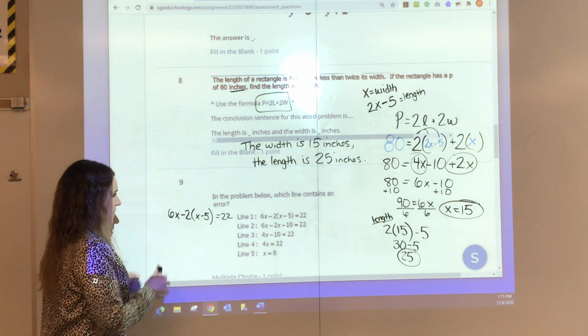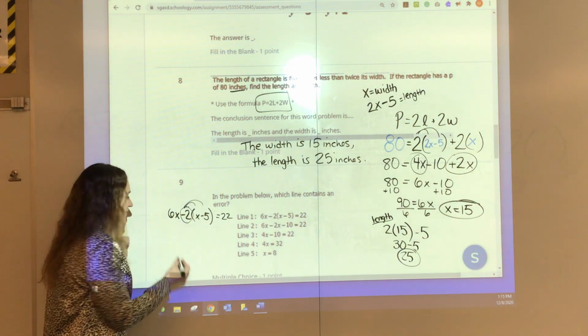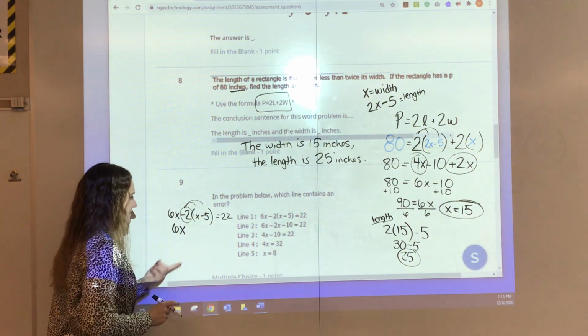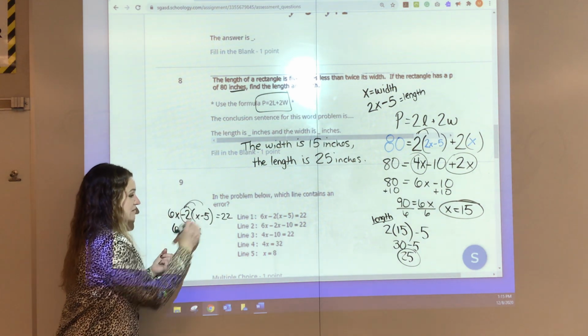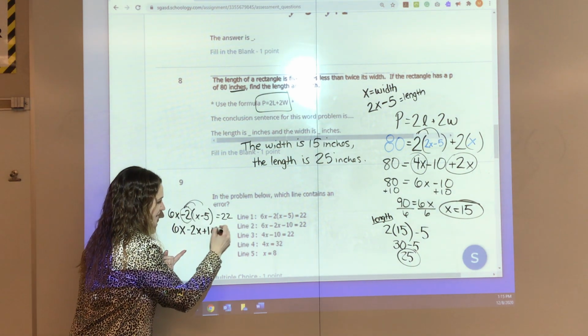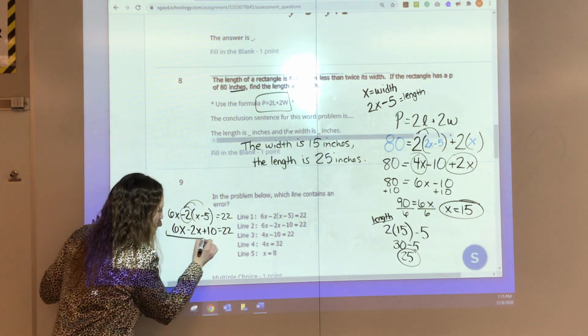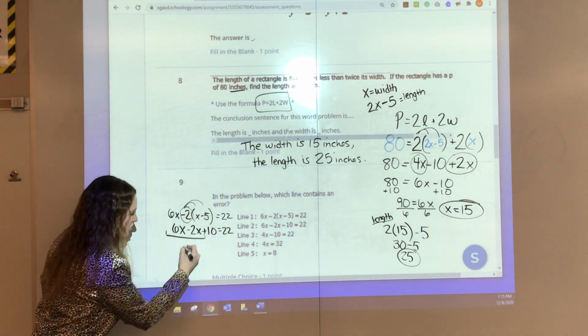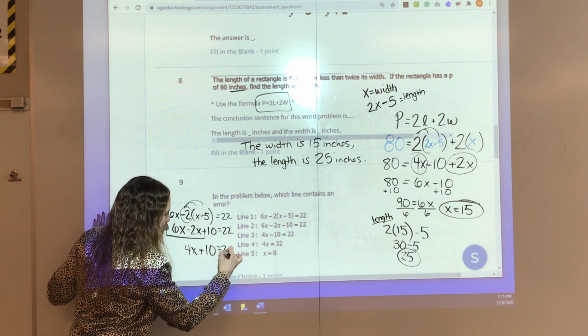So if I solve this problem, the first thing I notice is that this is a negative 2, so I need to distribute a negative. I'm going to drop down my 6x. Negative 2 times x gives me negative 2x. Negative 2 times negative 5 gives me a positive 10, equals 22. Next, I combine like terms. 6 minus 2 would give me 4x, and I'm going to drop down my plus 10 equals 22.